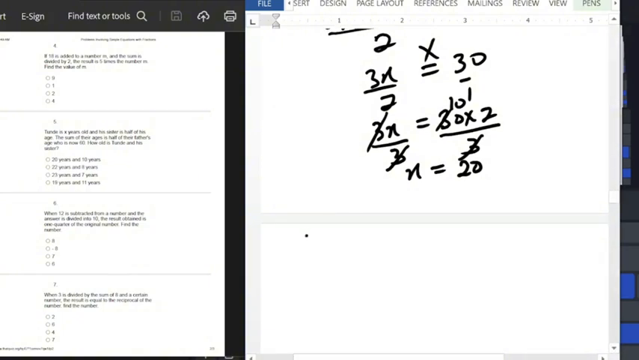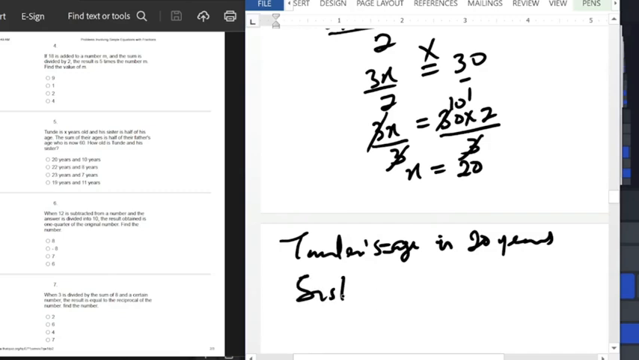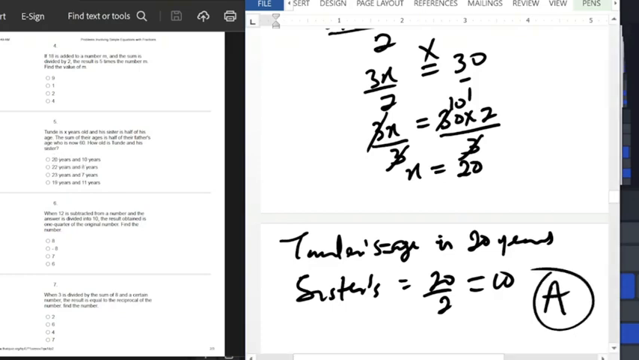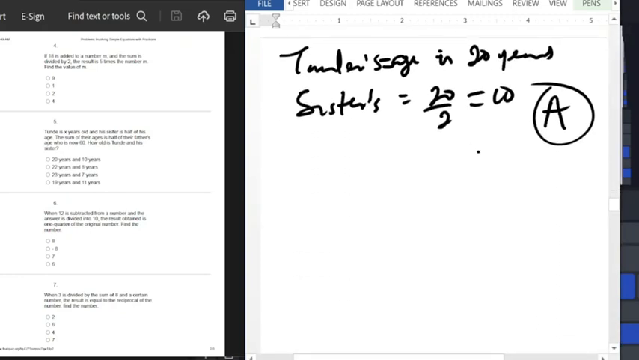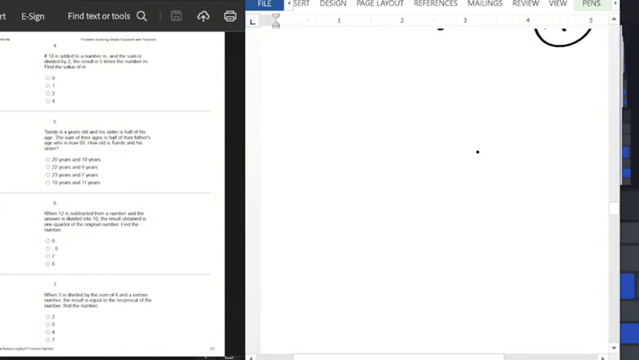So Tunde's age is 20 years. So his sister, who is half of this age, will be what? 20 divided by 2, which is 10. So the answer is 20 years and 10 years. That is option A. How is that clear? So we go to question 6 now.